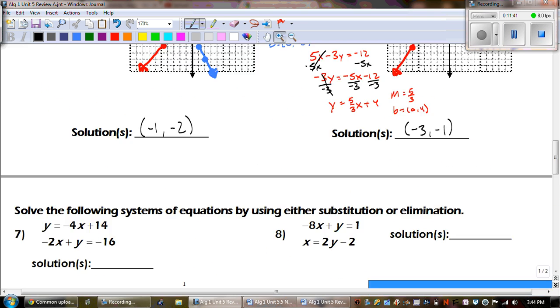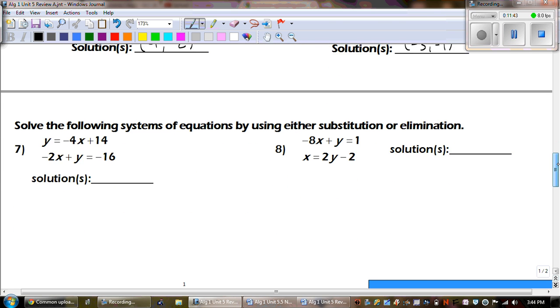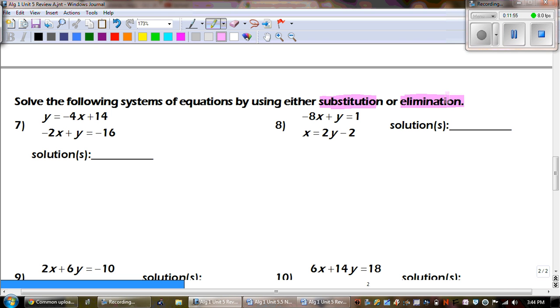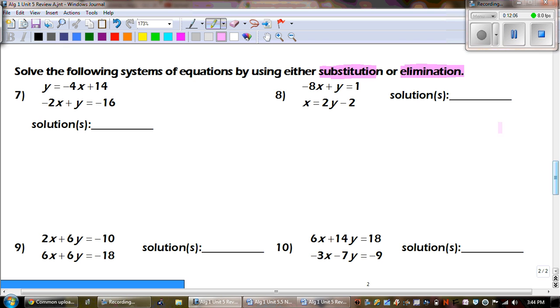Okie dokie. So remember, we've learned different ways to solve, so we need to pay attention to what the directions tell us to do. Solve the following systems by using substitution or elimination. We can use either method that we want. I'm going to do 2 of these and you're going to do 2 of these. So first one, number 7.